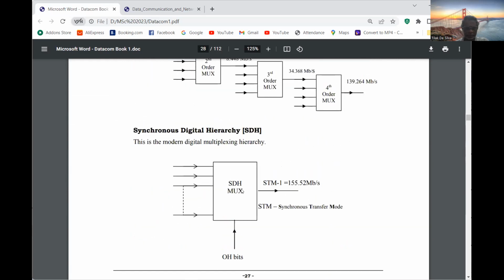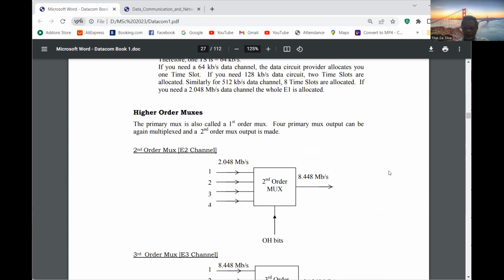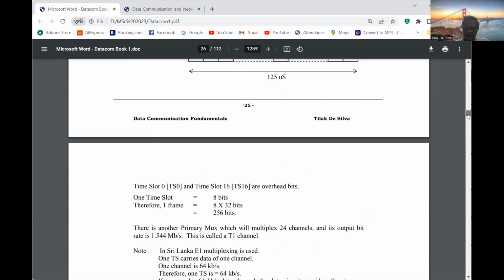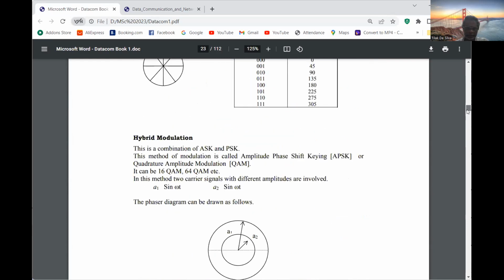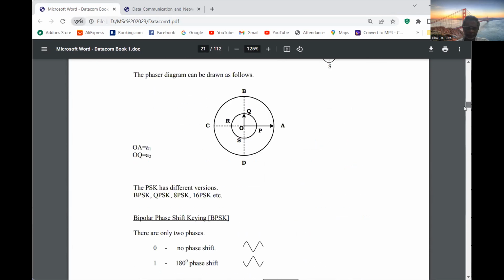Right. These things you can see from my book also. Then I go to modulation.